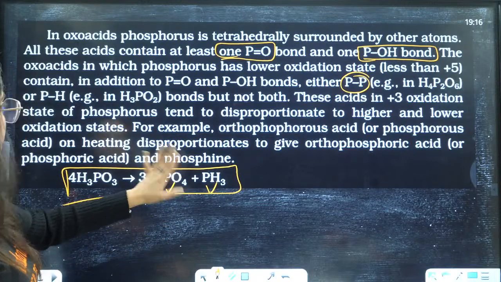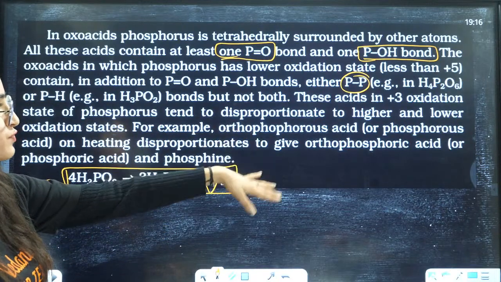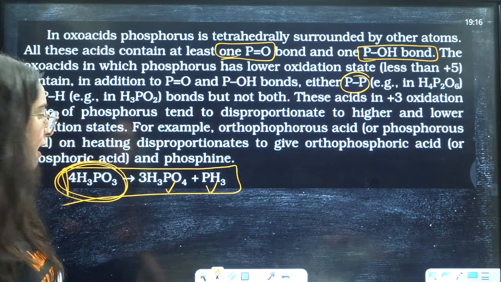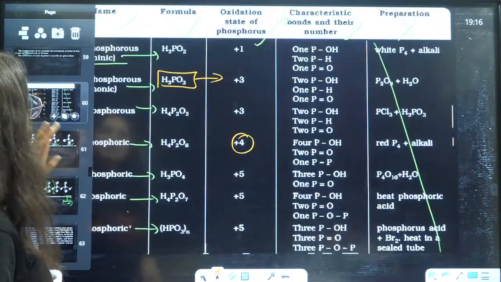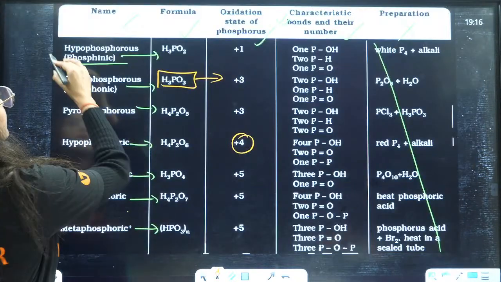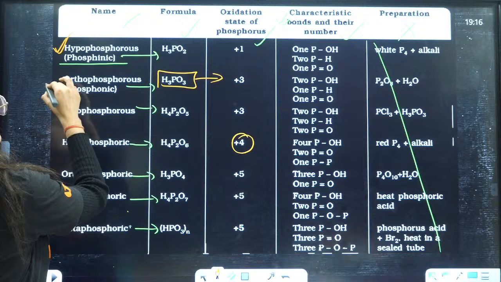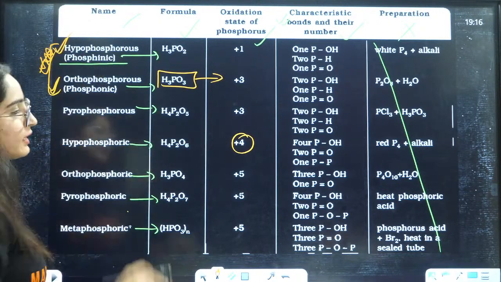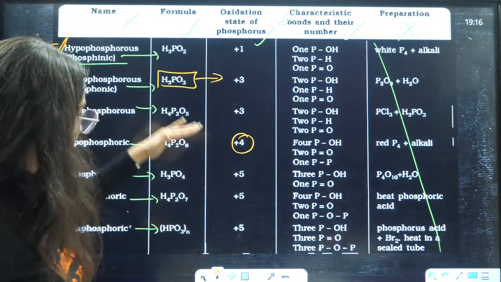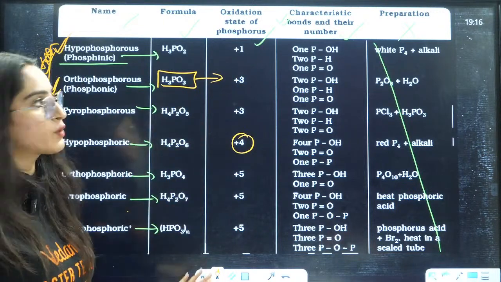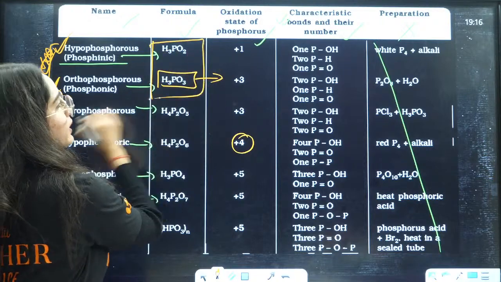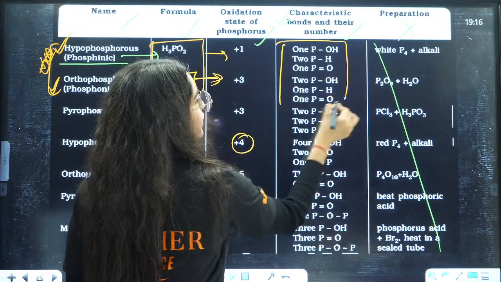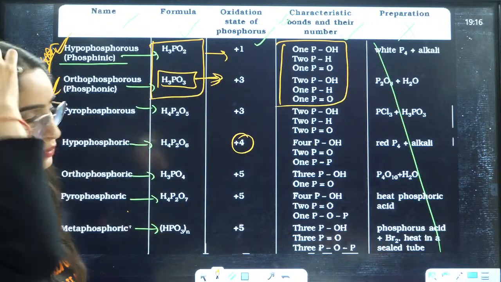For example, orthophosphoric acid. Basically, this acid is also the most important. One is H3PO3. If you ask which acids you will see frequently, one is phosphoric acid, then phosphonic acid. These are the 2 acids which you will see very frequently in your chemistry. The rest of the acids you will not see very frequently. So the oxidation number and the structure of these 2 become automatically very important for you.